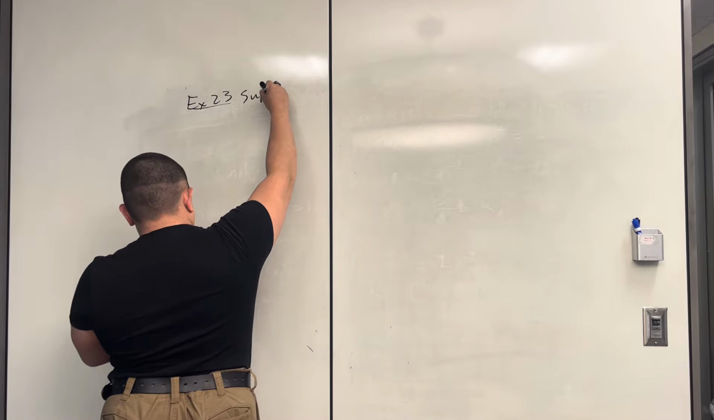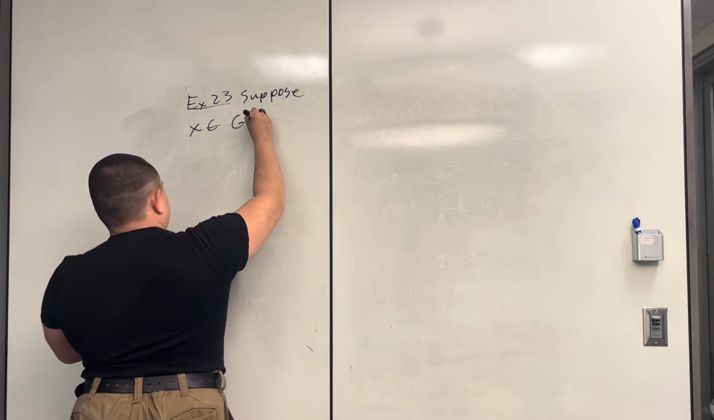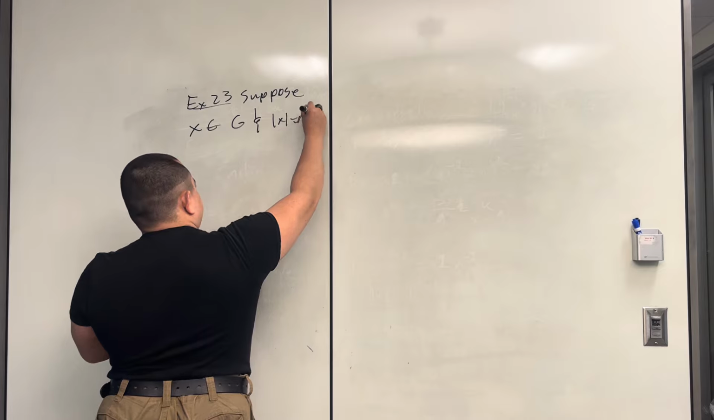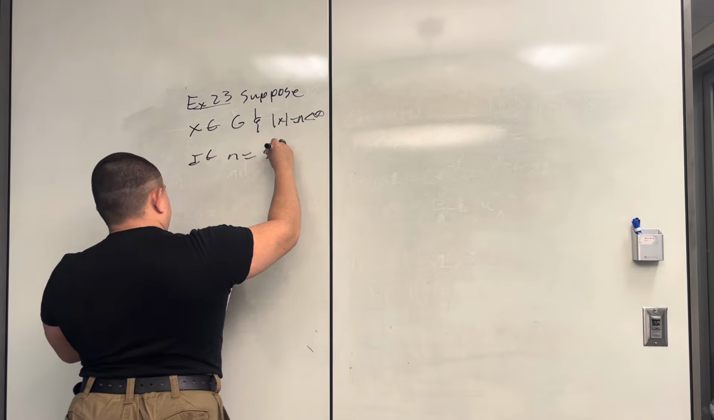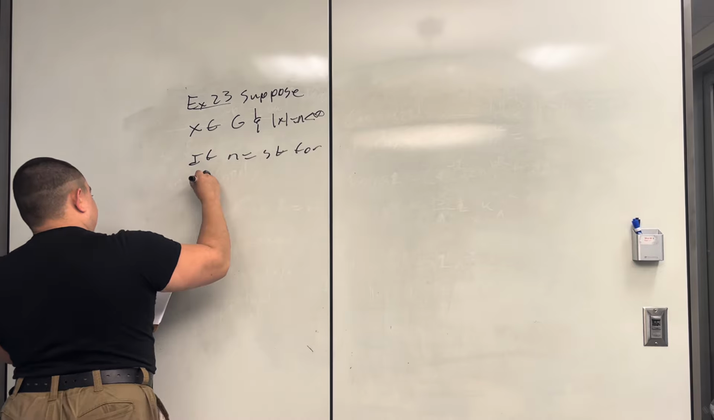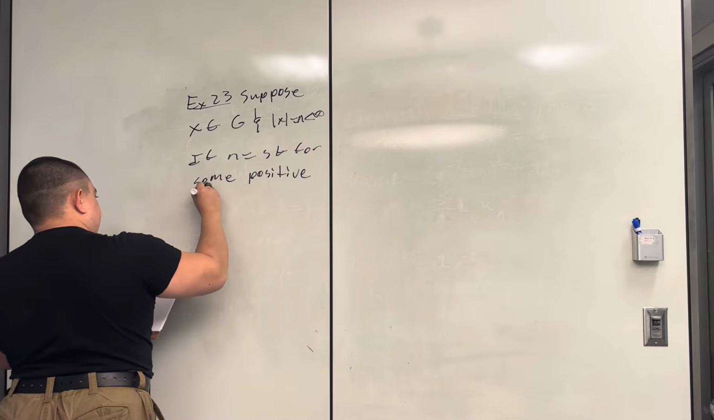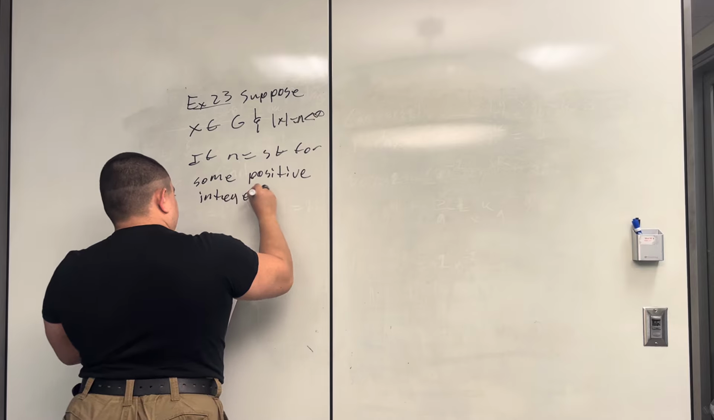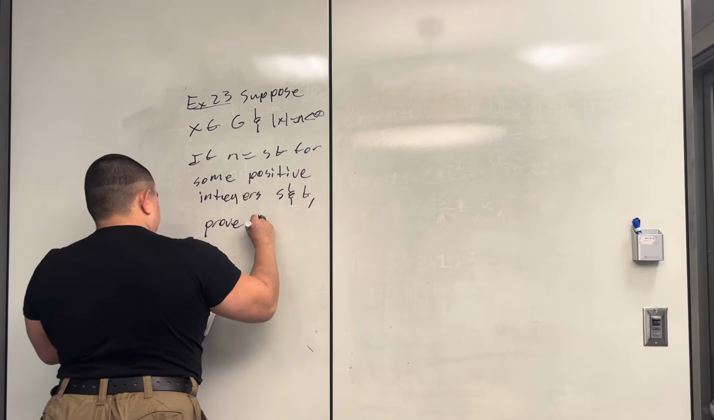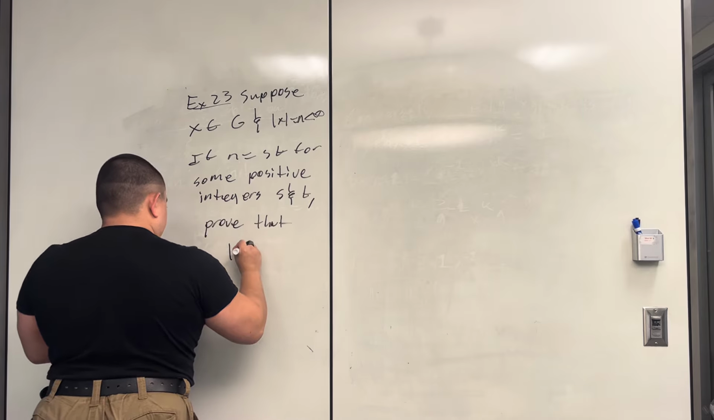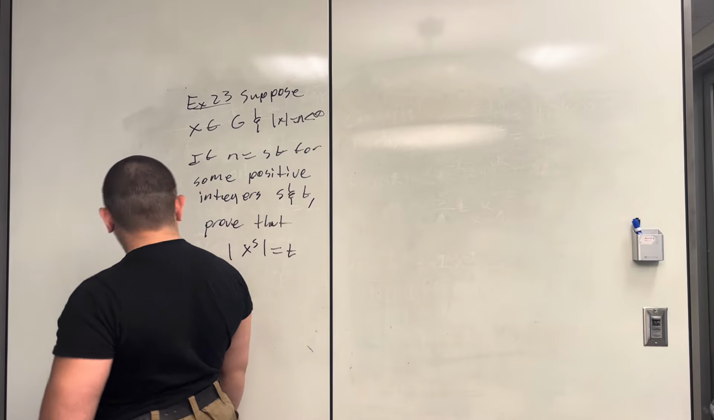Suppose that x is an element in G, and the order of x is finite. It's equal to some n which is less than infinity. If n is equal to st for some positive integers s and t, prove that the order of x to the s is equal to t.